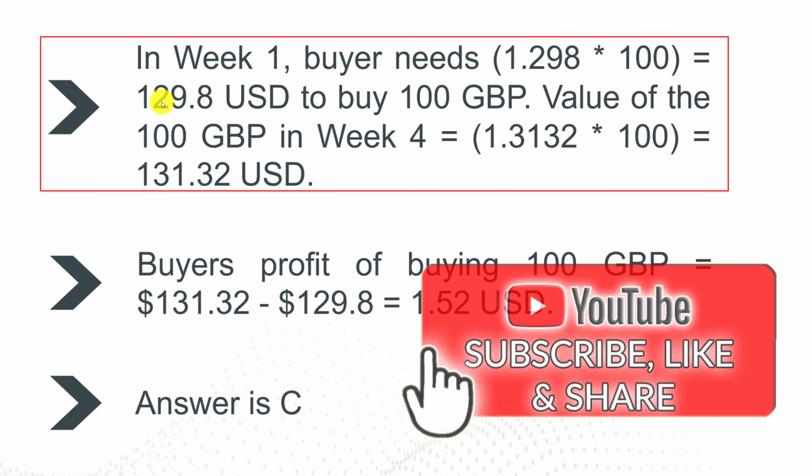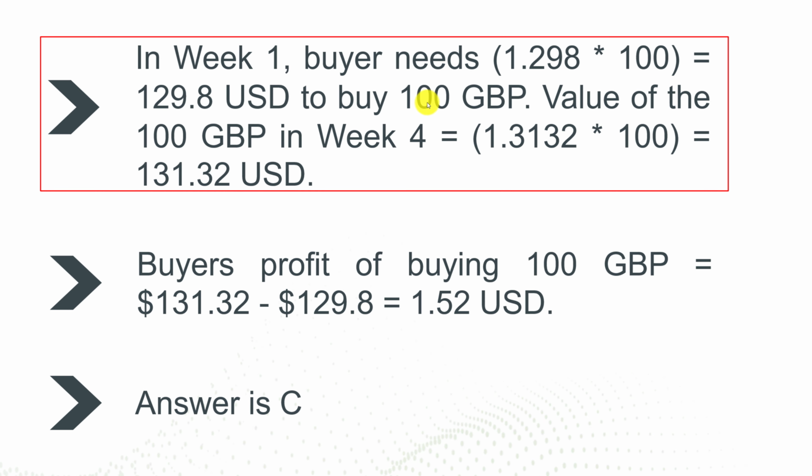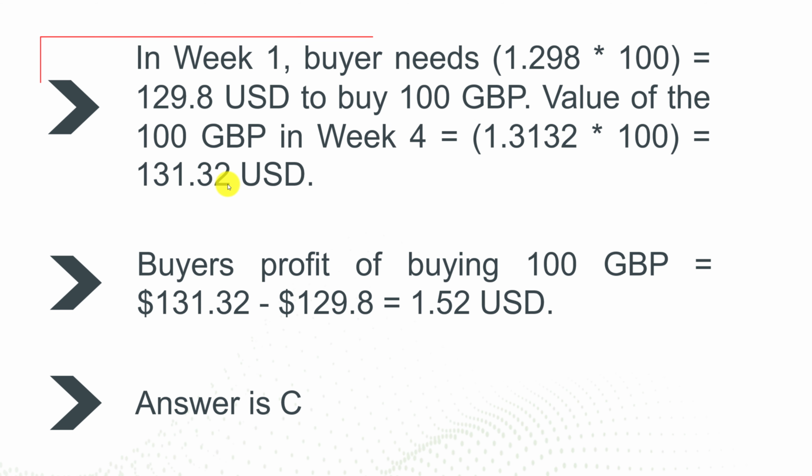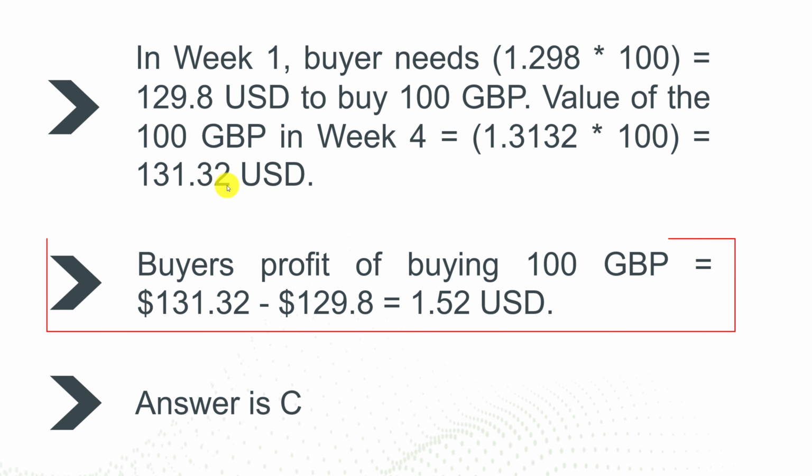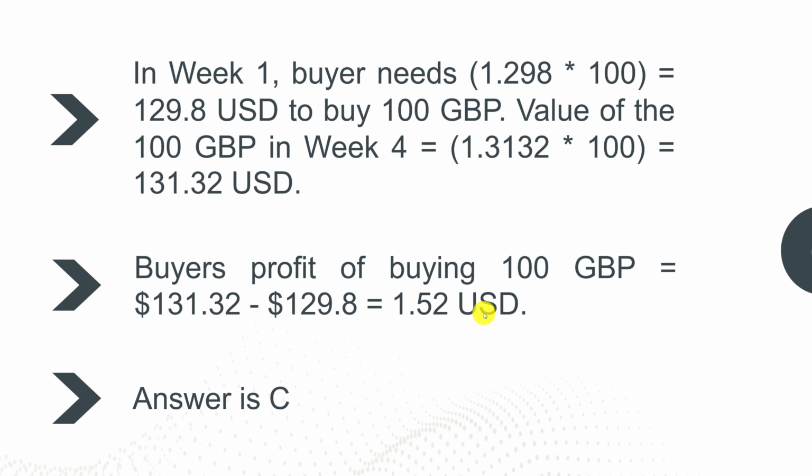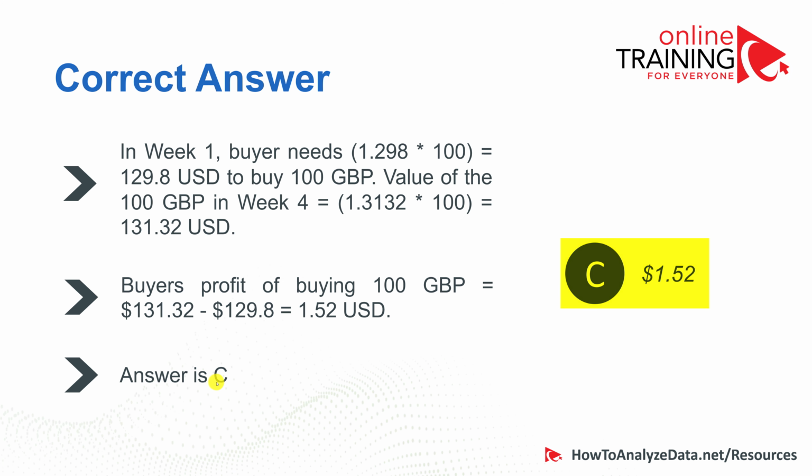In week 1, you need 129 US dollars to buy 100 pounds. And the value of 100 pounds in week 4 is $131.32. So the profit will be calculated as the difference between 131.32 and 129.8, and would be equivalent to $1.52. So the correct answer is C here.